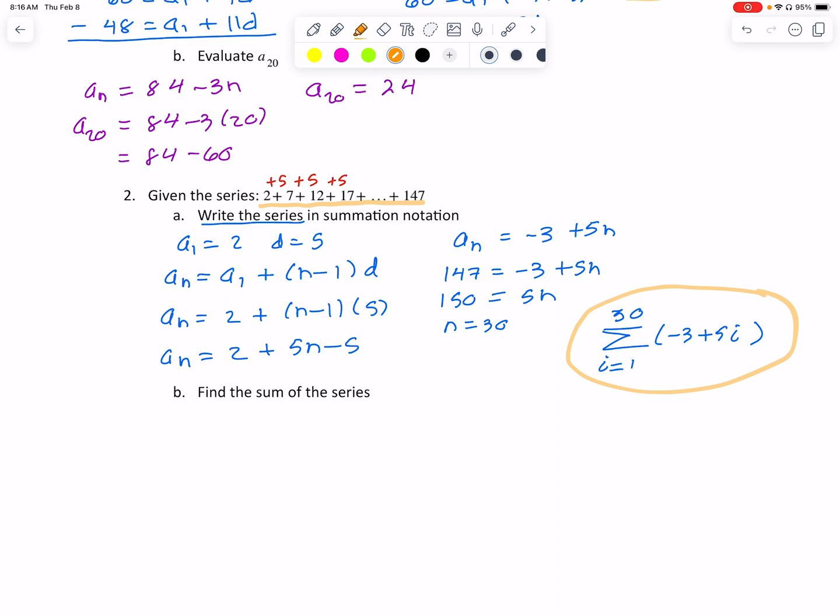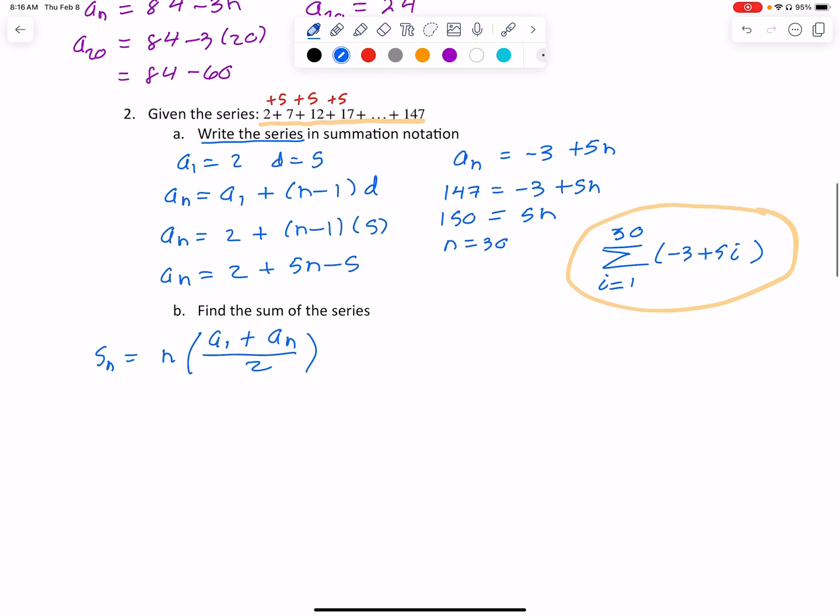Next thing it asks us to do is find the sum of the series. So remember, in order to find the sum of the series, let's get our sum formula down. Our sum is the number of terms times the first term plus the last term, divided by 2. So in this case, our sum equals, well, our number of terms is 30.